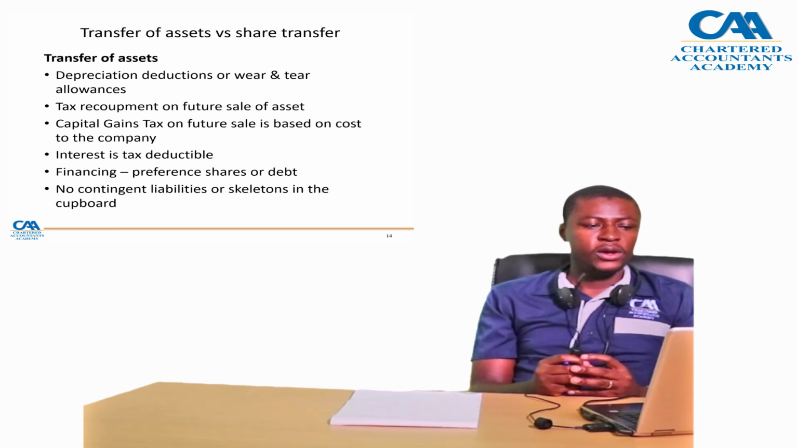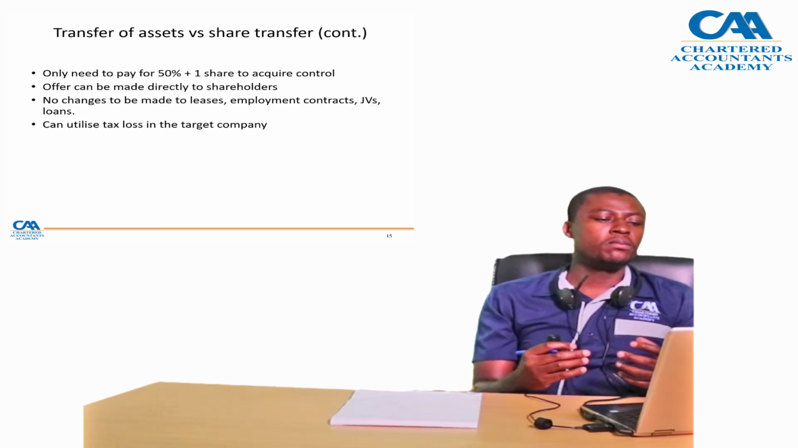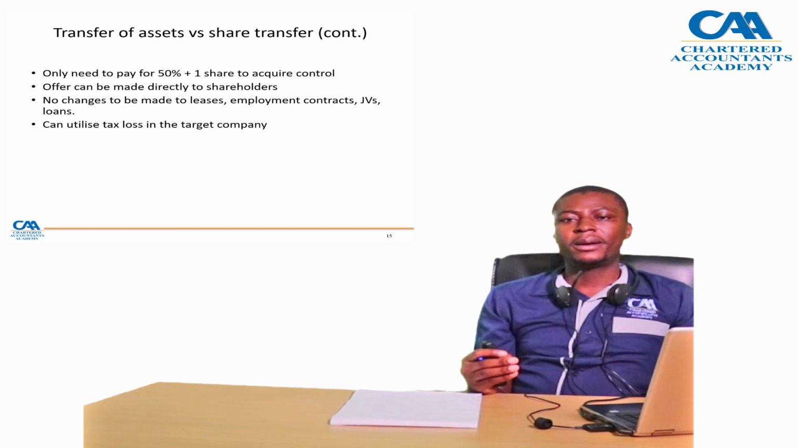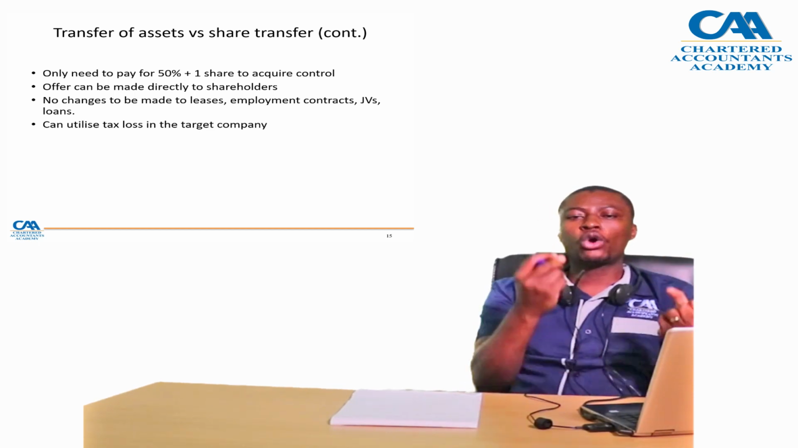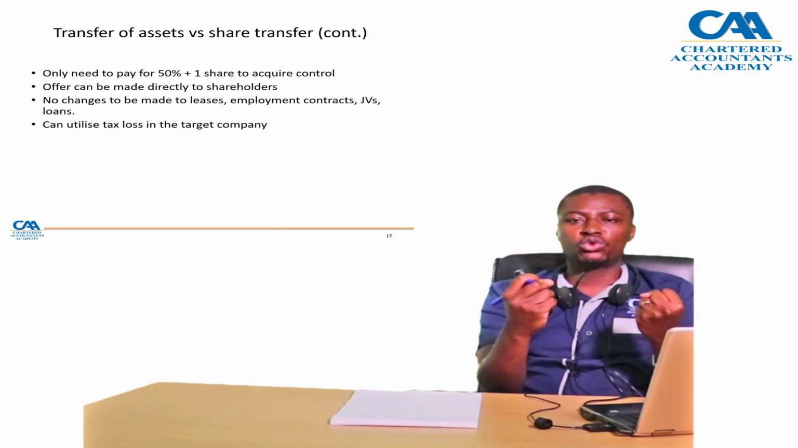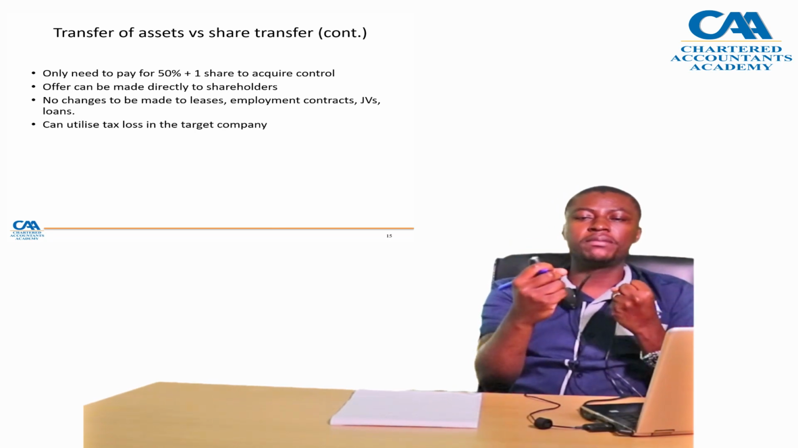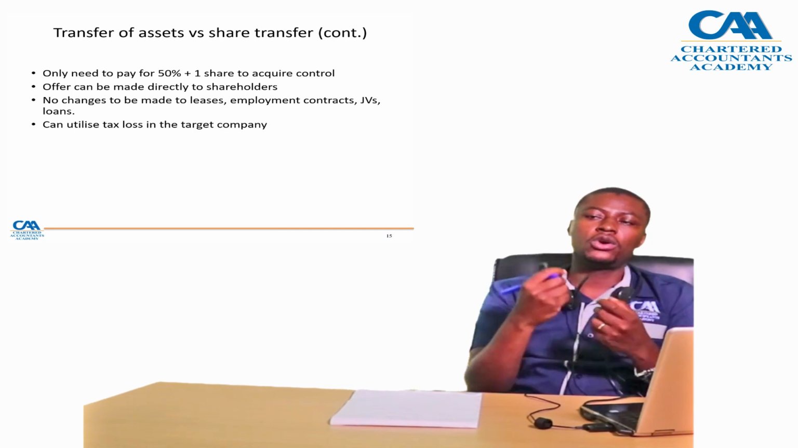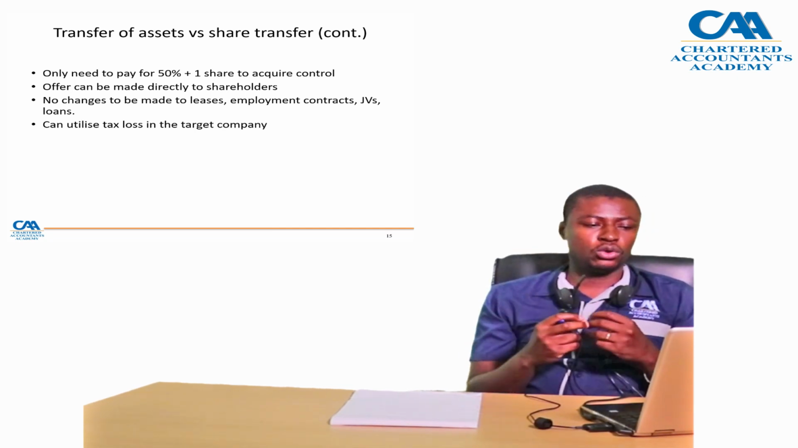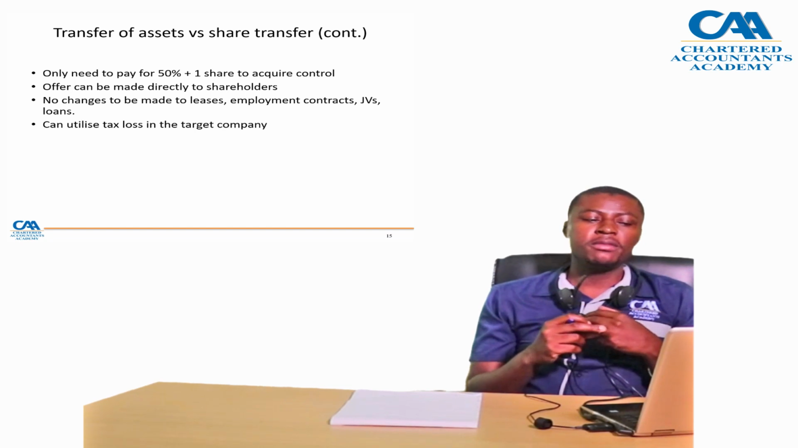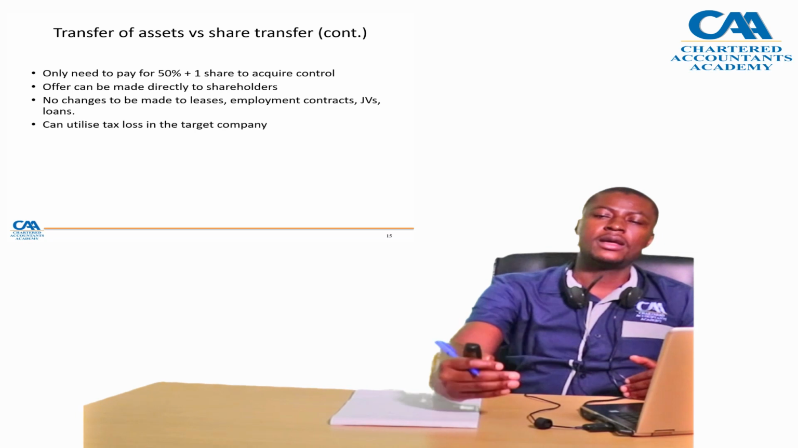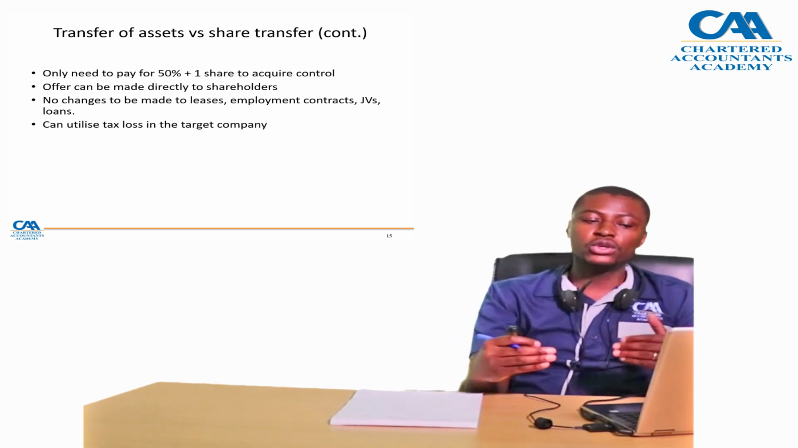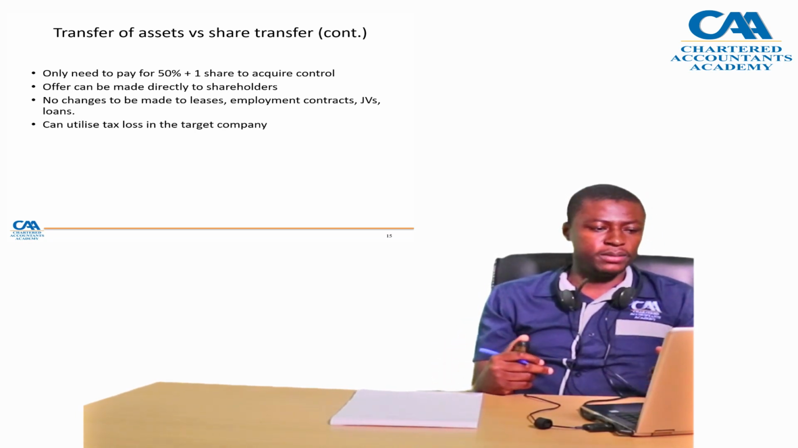Then also, from a share transfer perspective, for you to obtain control, maybe you only need to buy 50% plus one share. But in an asset acquisition, you have to buy 100% of the assets. So from a cost perspective, to gain control, a share purchase might require a lower capital outlay. And then also, for a share transfer, an offer can be made directly to shareholders, but for assets, you have to liaise with management, who may not be willing to dispose of any assets of the business.